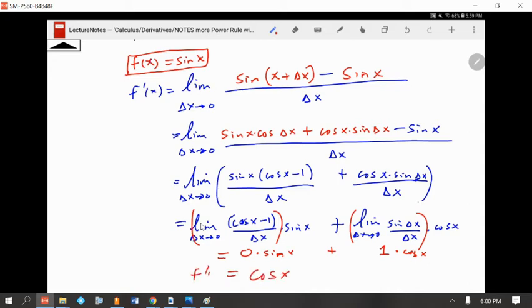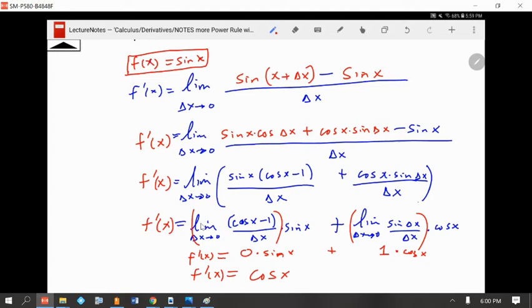So what is the derivative? The derivative f prime of x is cosine x. That's the derivative of sine. Remember, my function f of x was sine. What's the derivative of sine? Derivative of sine's cosine.